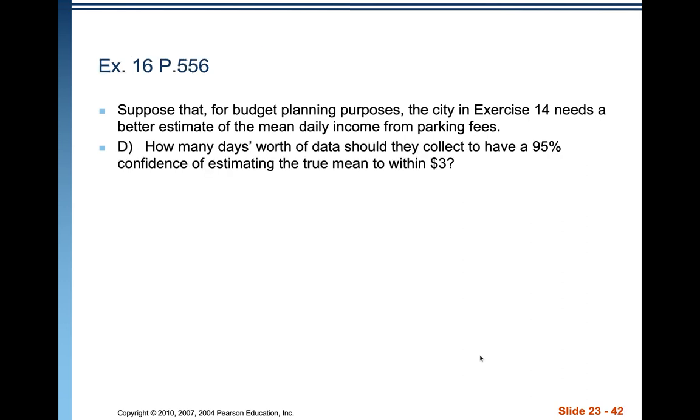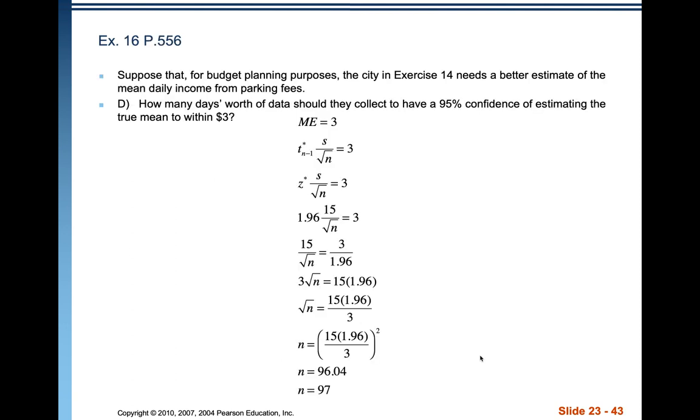How many days worth of data should they collect to have a 95% confidence of estimating the true mean to within $3? Okay, so they're giving us a margin of error that they desire at a certain level of confidence. So we're going to use our formula. We know that we want our margin of error to be 3, and that's going to equal t star with n minus 1 degrees of freedom times s divided by the square root of n. Well, we don't know what n is, so we're going to use z star. The problem gave us a value for s, which is 15. So our z star is 1.96.